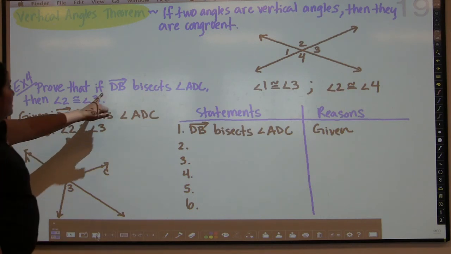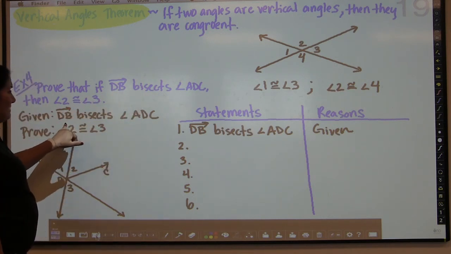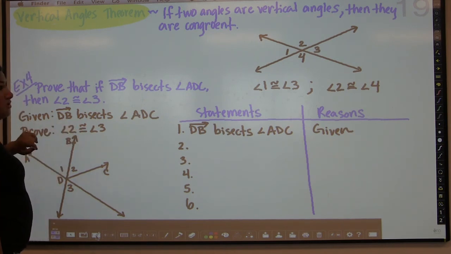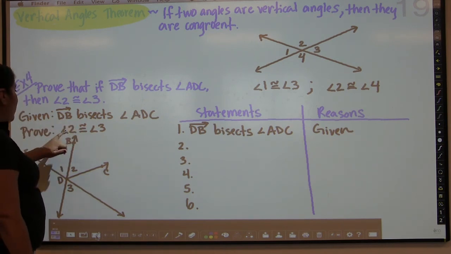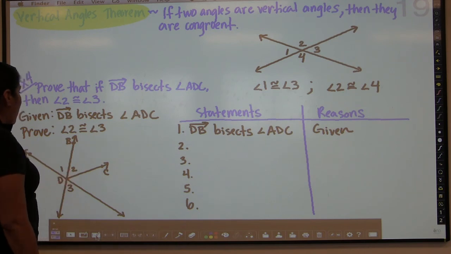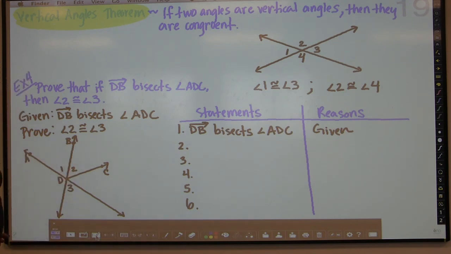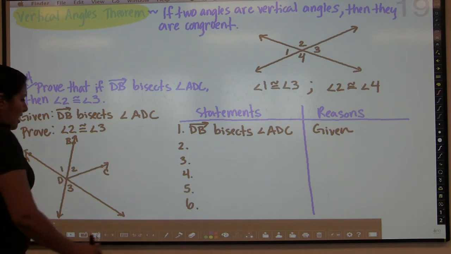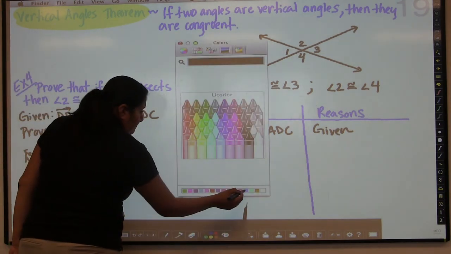So the hypothesis is the given statement: ray DB bisects angle ADC. And then the conclusion is what we're being asked to prove, so angle 2 congruent to angle 3. I have a diagram here kind of showing what's going on, and then we have our proof over here. There are 6 steps, and we're going to go right into it.